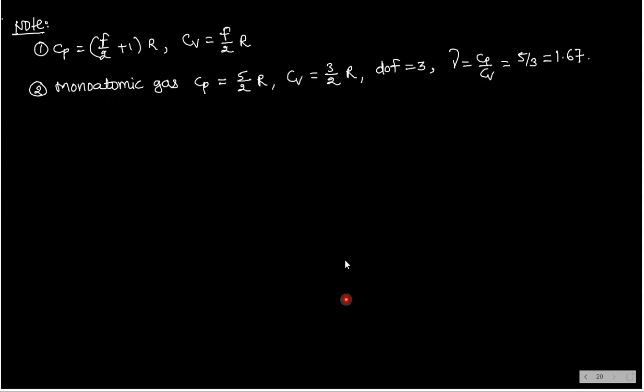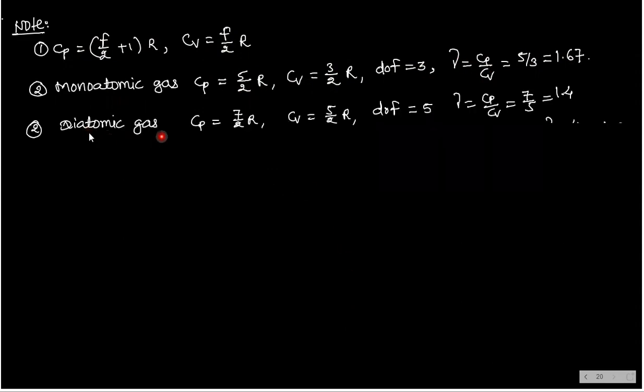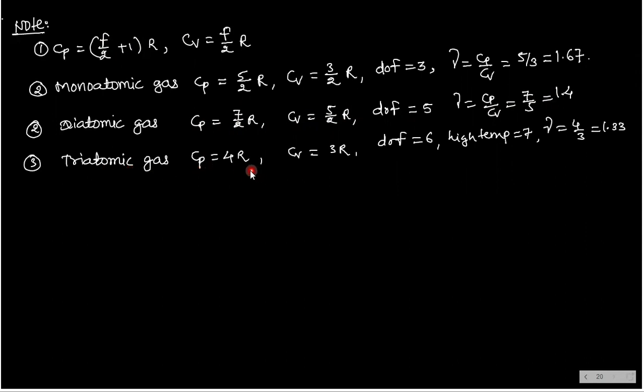This is for monatomic gas. Next, for diatomic gas, degree of freedom is 5. If you substitute 5, you will get Cp equal to 7 by 2 R, Cv equal to 5 by 2 R, and gamma equal to 1.4. For triatomic gas, Cp is equal to 4R, Cv is equal to 3R, degree of freedom 6. At high temperature, you have 7. Gamma is equal to 4 by 3, that is Cp by Cv, and you will get 1.33.